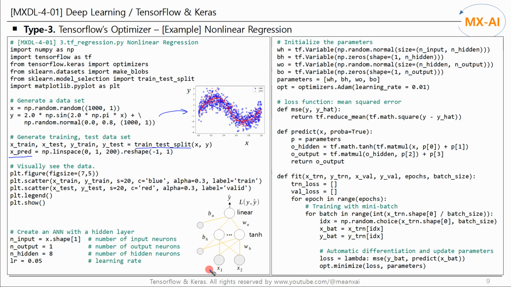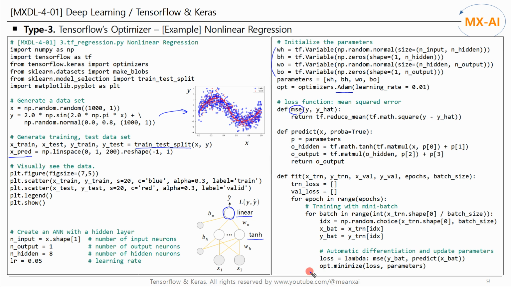Create a neural network like this. The number of neurons in the output layer is 1. A hyperbolic tangent activation function is used in the hidden layer, and a linear activation function is used in the output layer. Like the previous code, we create and initialize TensorFlow variables for the parameters. And we create an Adam optimizer. Since this is a regression problem, we use the mean squared error loss function.